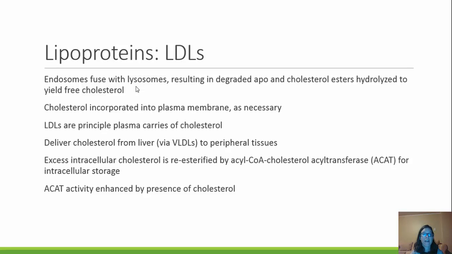If we have extra cholesterol, other than what was needed for the plasma membrane, it's then reesterified for intracellular storage of this cholesterol. And the enzyme that facilitates this conversion to the stored form of cholesterol is enhanced by the presence of cholesterol. So more cholesterol promotes storage of cholesterol, and we'll be talking about this more in a different week.